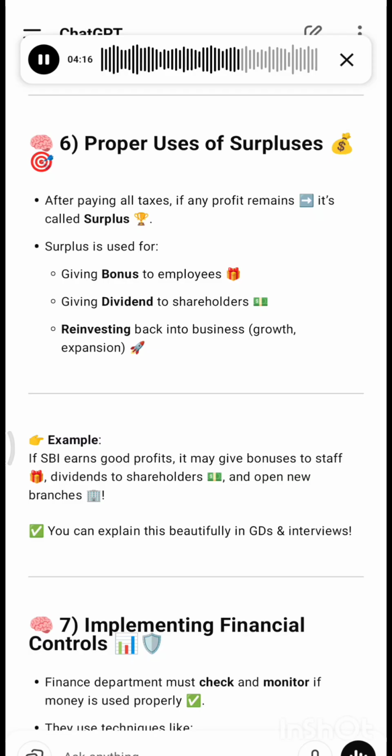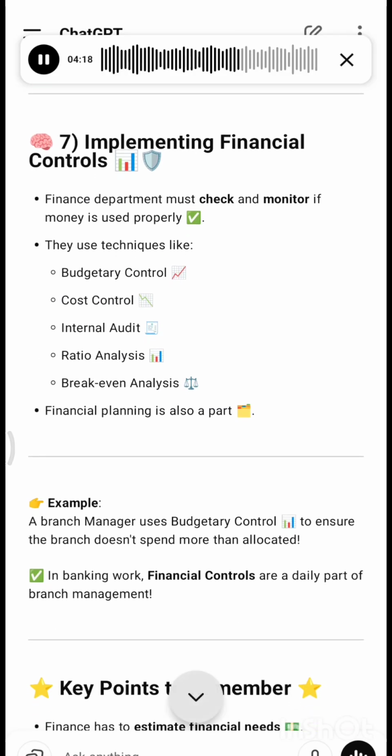7. Implementing financial controls. The finance department must check and monitor if money is used properly. They use techniques like budgetary control, cost control, internal audit, ratio analysis, break-even analysis. Financial planning is also a part. Example: a branch manager uses budgetary control to ensure the branch doesn't spend more than allocated. In banking work, financial controls are a daily part of branch management.